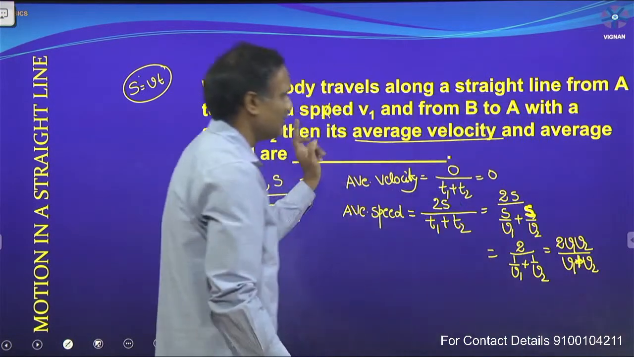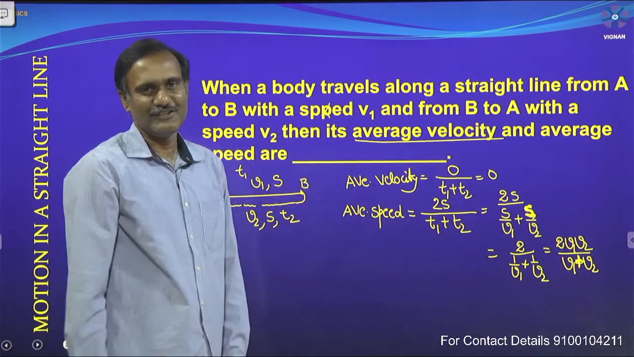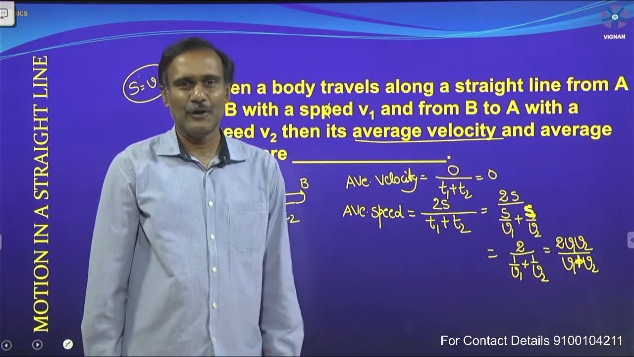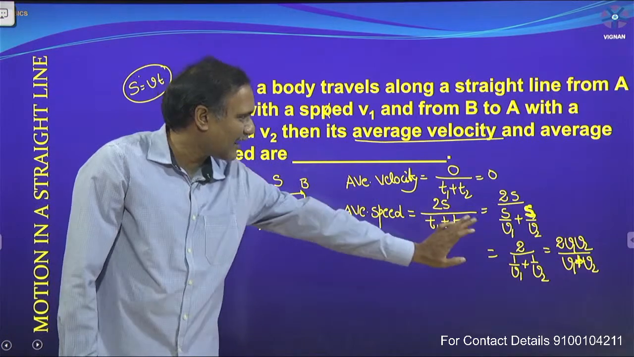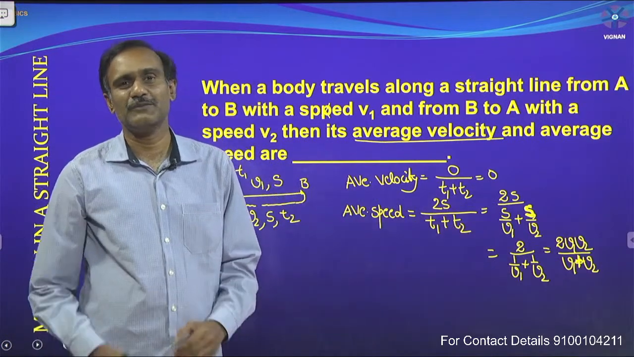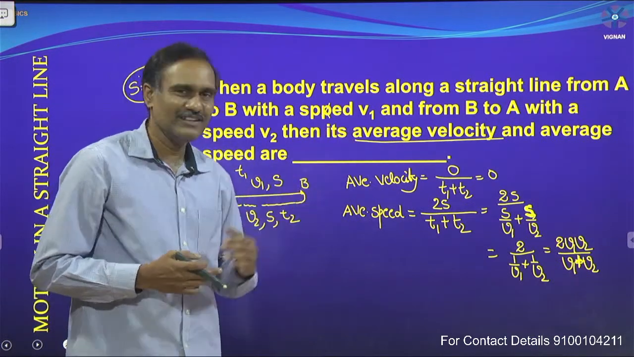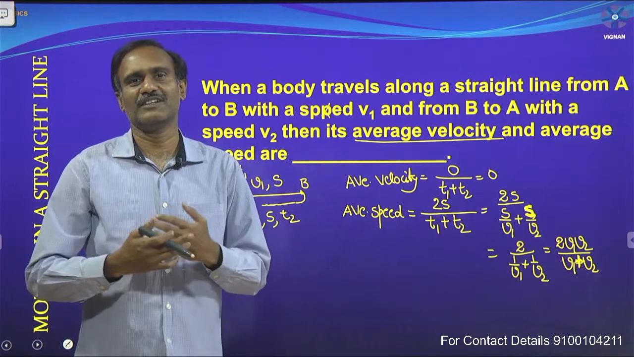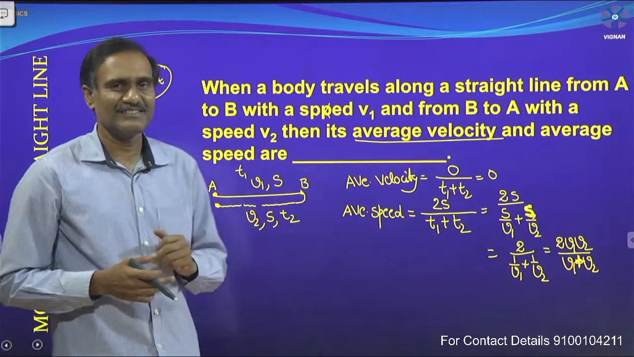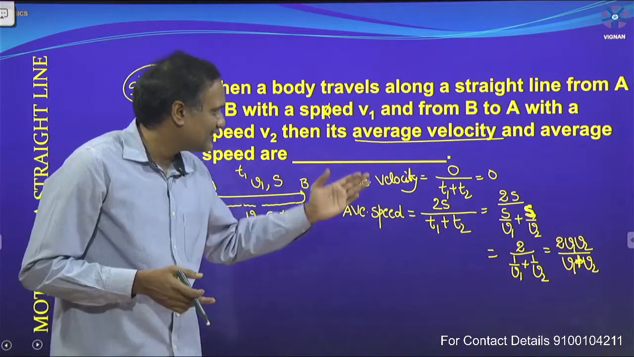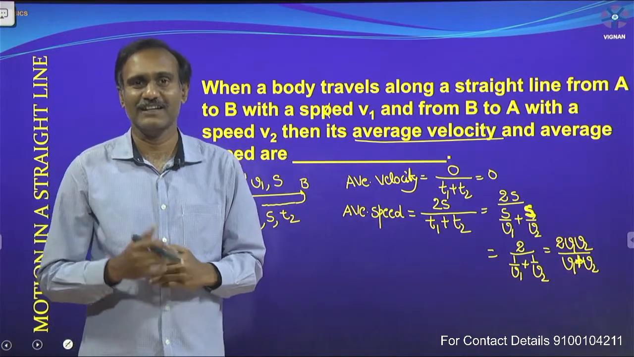Now, in this problem, are the average speed and average velocity equal? No. Why are these two not equal? One is 0, the average velocity; the average speed is 2 v1 v2 divided by v1 plus v2. Why are these two different? Here in this application, the particle is not moving along the same straight line. Its direction changes. So in this situation, average velocity is not equal to average speed. Remember that.